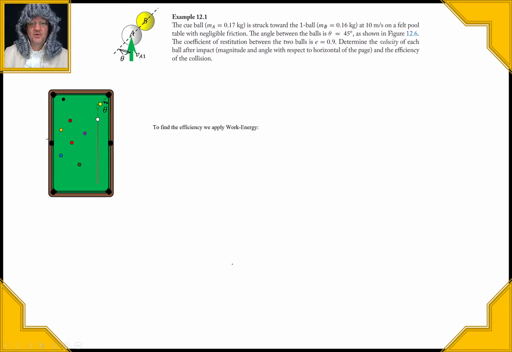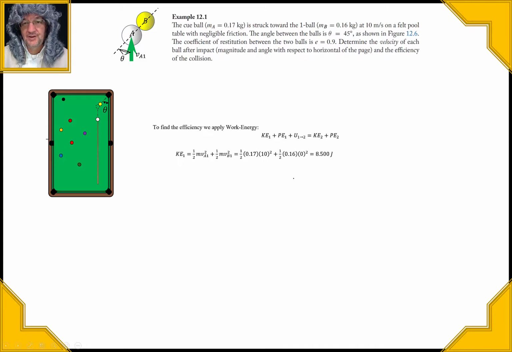Okay, so we want to figure out what the efficiency of the collision is. So we take the energy in the initial state, and that's the total kinetic energy. It's really just the kinetic energy of the cue ball A, since there's no velocity of ball B. So we get 8.5 joules. Those could also be Newton meters. The potential energy is 0. The losses are the work that's going to be lost.